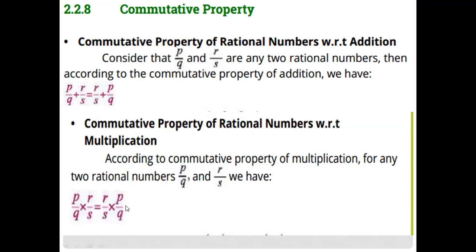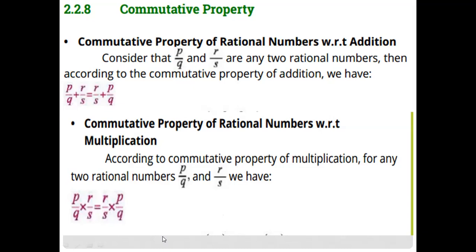What it means? It means that if you have any two rational numbers and if you multiply these rational numbers, if you change the order of the rational numbers, again the answer will be same. Means that left hand side is P over Q multiplied by R over S. If you multiply these two rational numbers, and at the right hand side the second number you write first and the first number you write second and you multiply them, again it will be same. So this is commutative property of rational number with respect to multiplication.